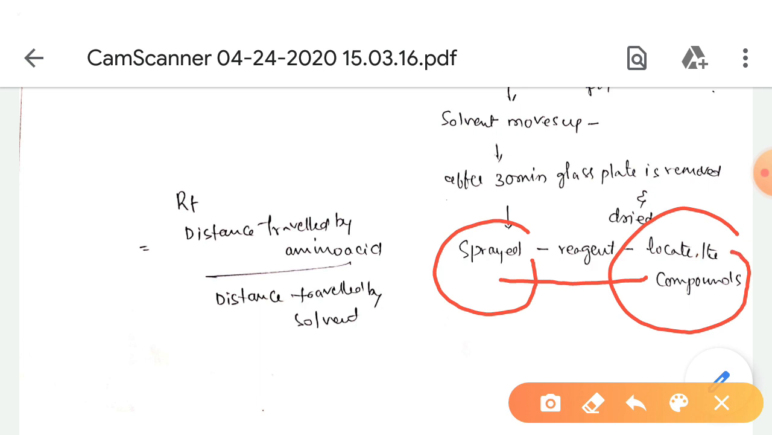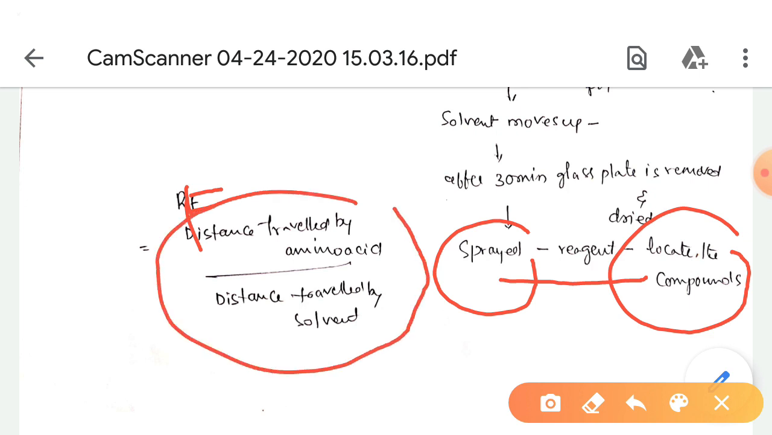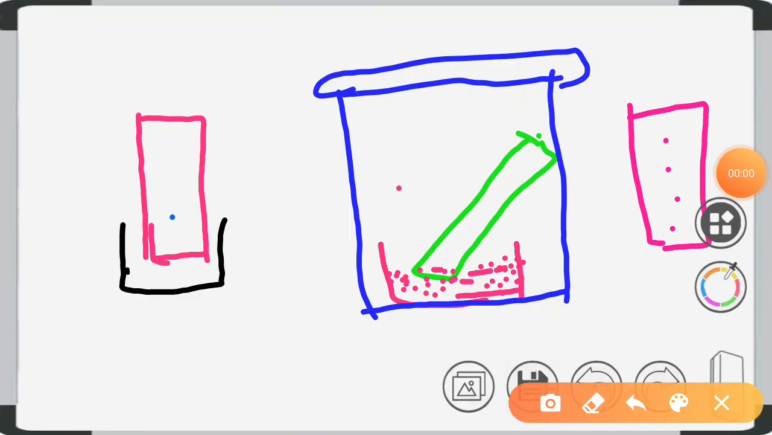We can calculate the RF: distance traveled by the amino acid divided by distance traveled by the solvent. What acts as the stationary phase? Silica gel or alumina powder acts as the solid stationary phase, and a suitable solvent is used as the liquid mobile phase.